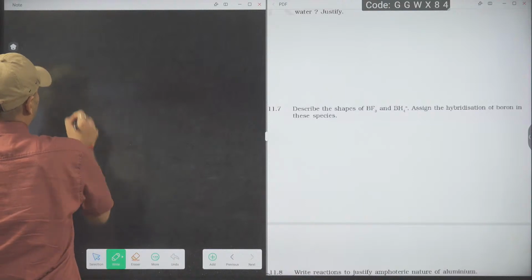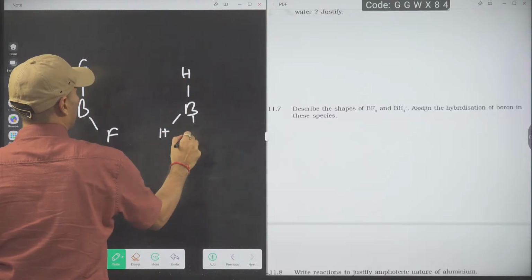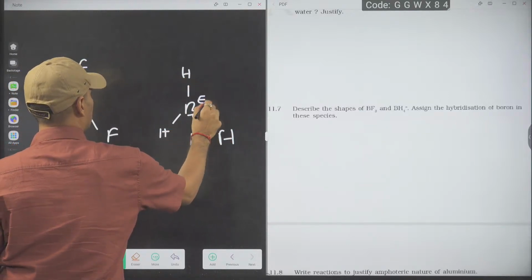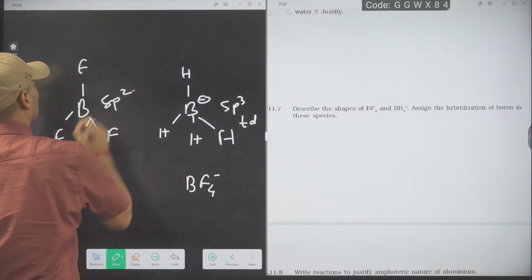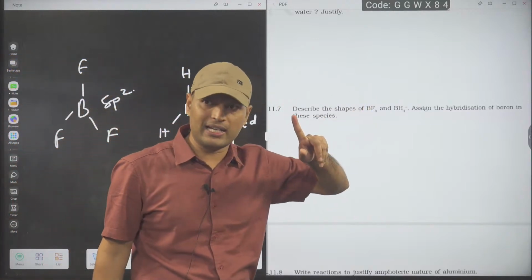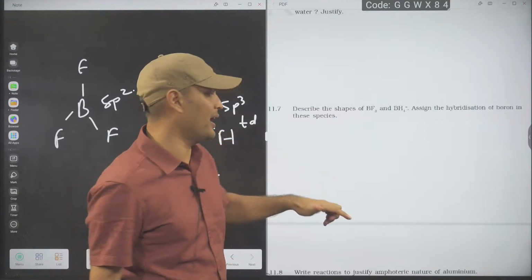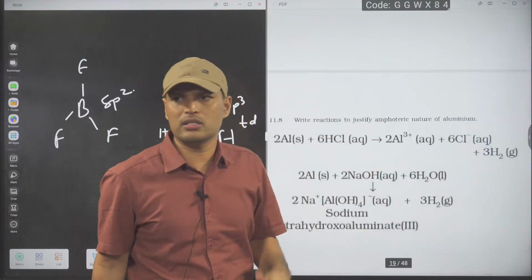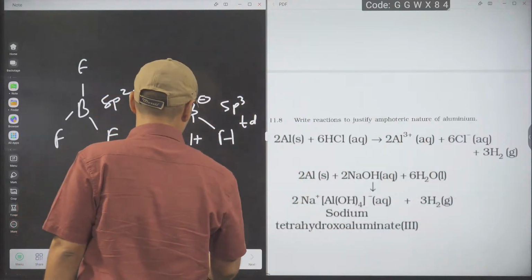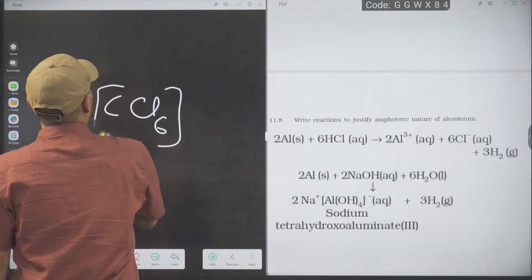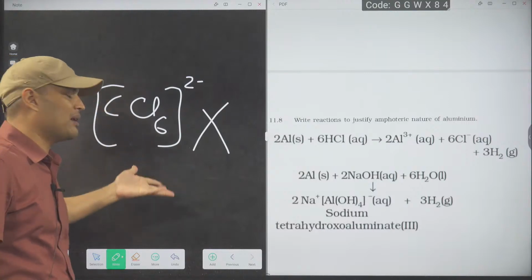Clear? BF3, BH4 minus. BF3, everyone knows the shape now. I have already told you. BH4 minus is like BF4 minus, one extra bond is there. BF4 minus, BH4 minus is sp3 tetrahedral. BF3 is sp2. I have already told you that reaction, BF3 with NH3, change in hybridization, change in shape. So once you study periodic table and chemical bonding, most of the points are already done. Tell me, will CCl6 2 minus exist? No. Why? Covalency. Six bonds are not possible for carbon.